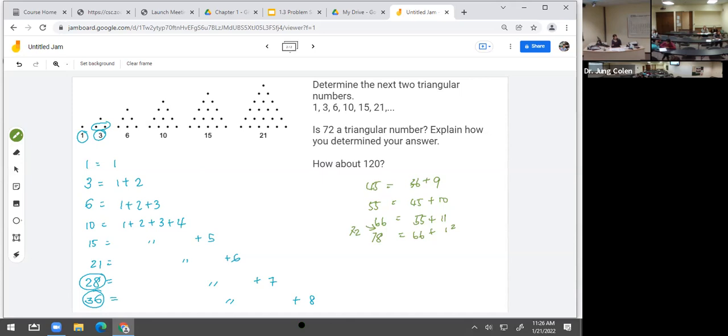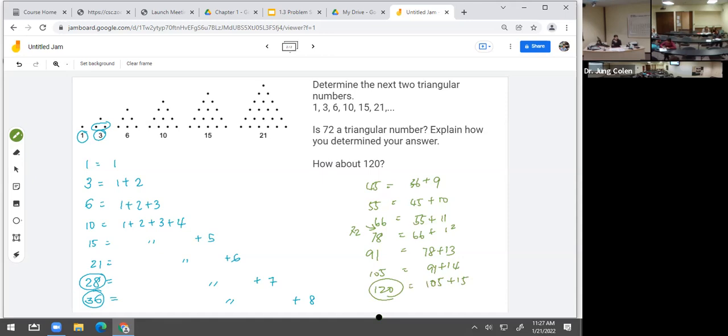Is that a triangular number? What did you add to? So if you continuously do that, 78 plus 13, what do you get? 91 plus 14, 105. We're almost there. 105 plus 15, 120. So we found that, right? What if you are given a really big number, like 2,000 or 1,500? It's going to be time consuming, right?